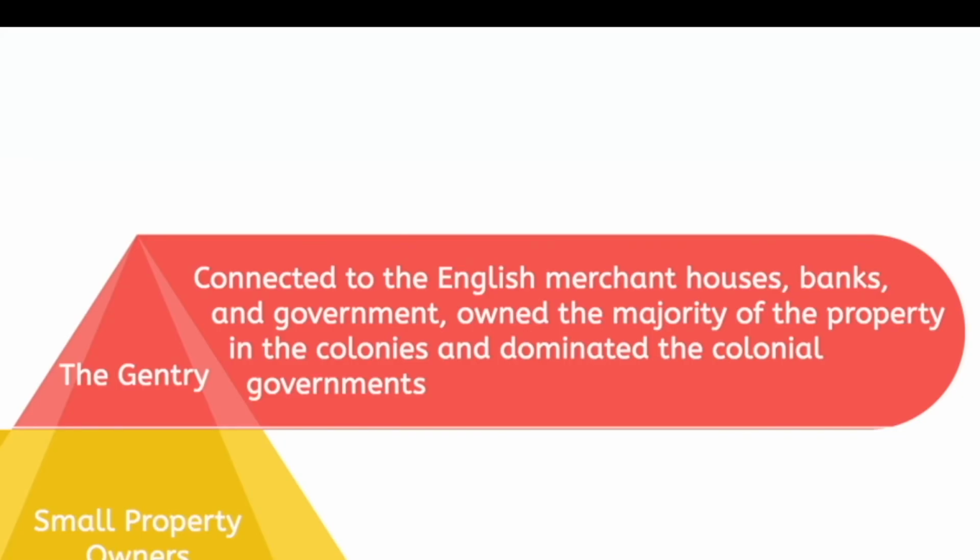In the next lesson, you'll explore the political consequences of colonization and mercantilism.